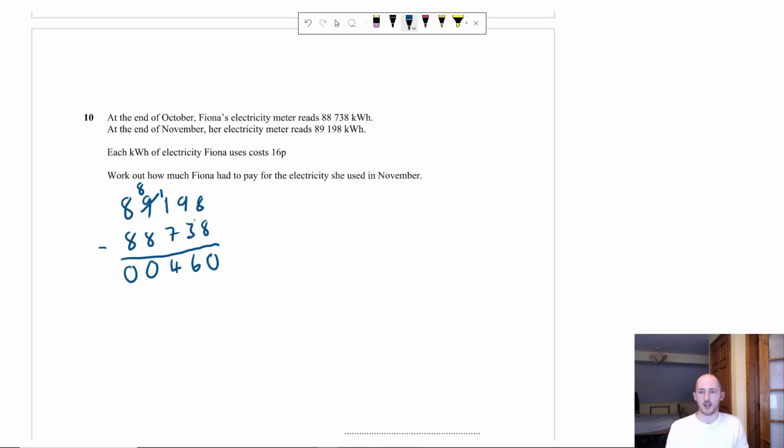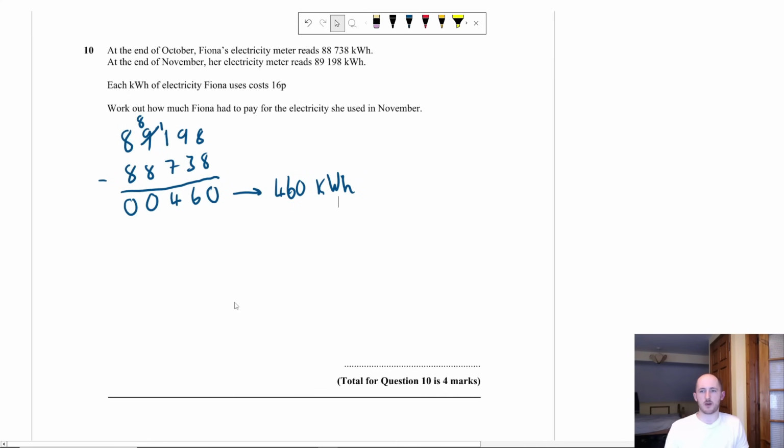8 minus 8 is 0, 8 minus 8 is 0. So she actually only used 460 kilowatt hours in November, which is what the question is trying to get you to do. So it isn't actually as unreasonable as you think. You're just doing 460 multiplied by 16. So you start with the 6.